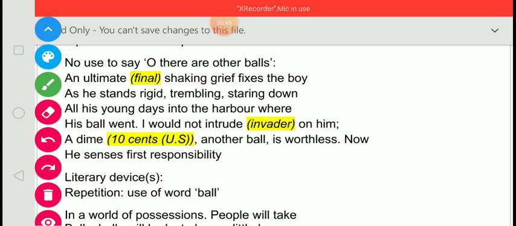So further the poet says that the time has now come for the boy to learn the responsibility of taking care of his things, as he has lost the ball and his childhood memories were attached to the ball. So now he is sensing his first responsibility. He is realizing that he should take care of his things.